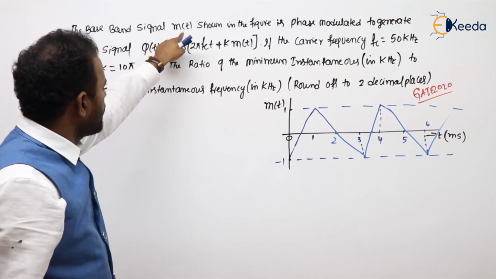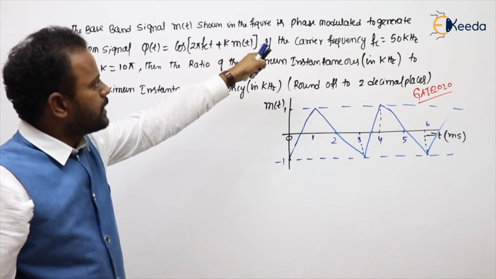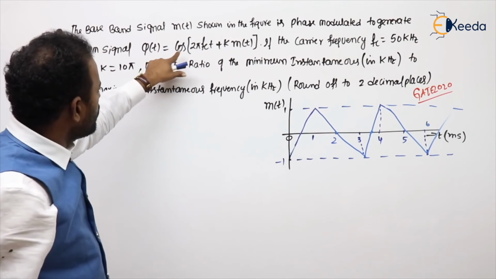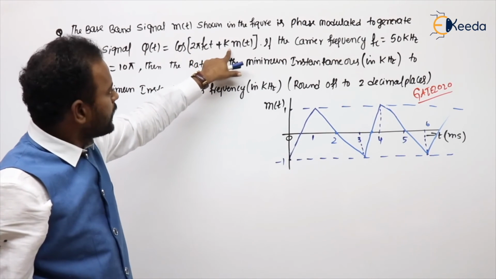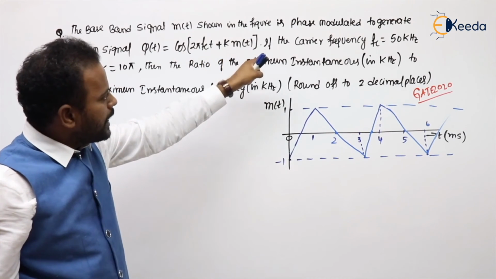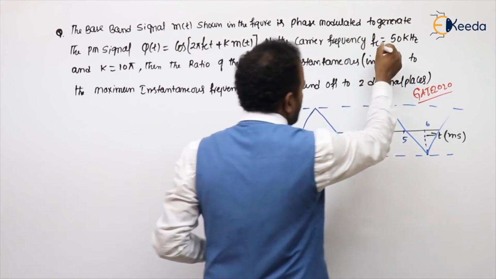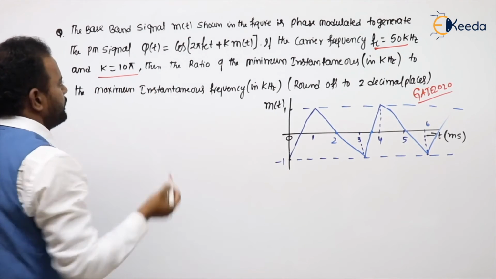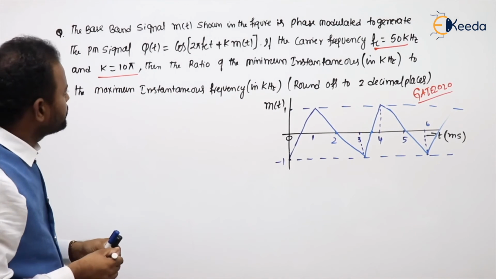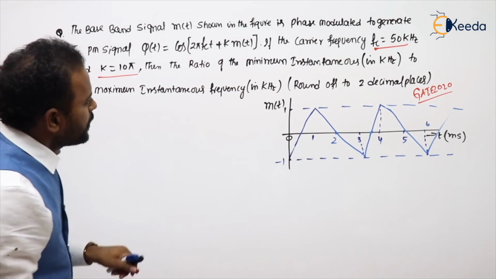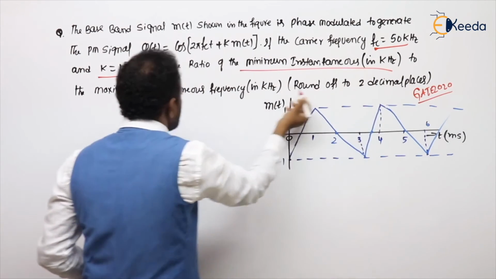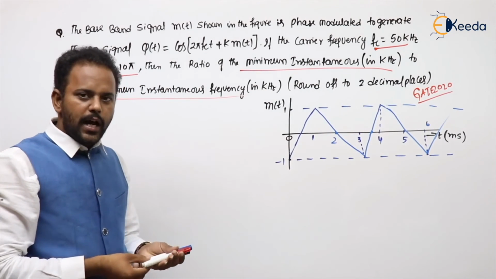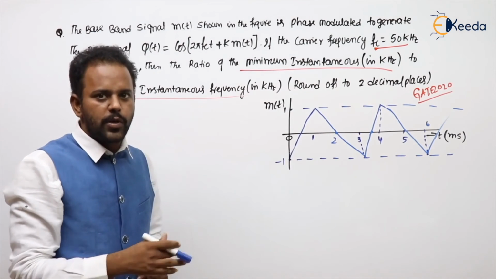The baseband signal m of t shown in the figure is phase modulated to generate the PM signal phi of t equals cos 2 pi fct plus k m of t. If the carrier frequency fc is 50k and k value is 10 pi, k means kp, you need to understand. Then the ratio of minimum instantaneous frequency to maximum instantaneous frequency, I already told you, the problems are asking from the instantaneous frequency only.